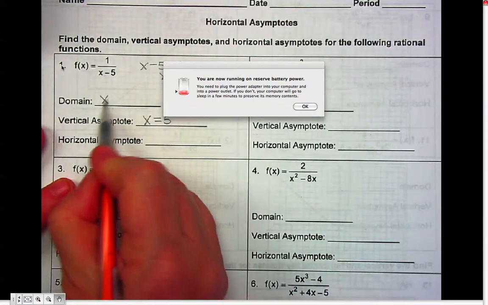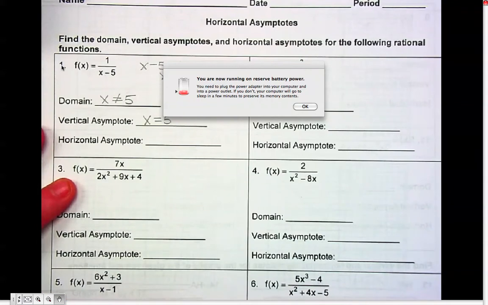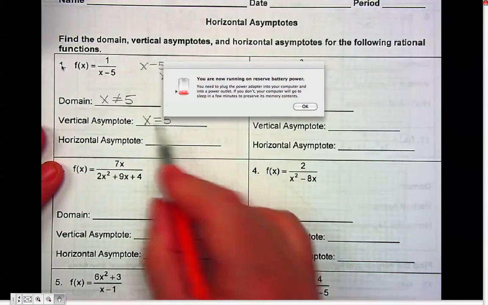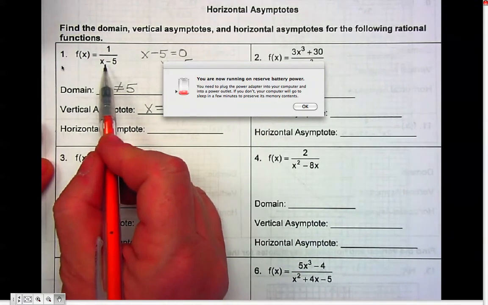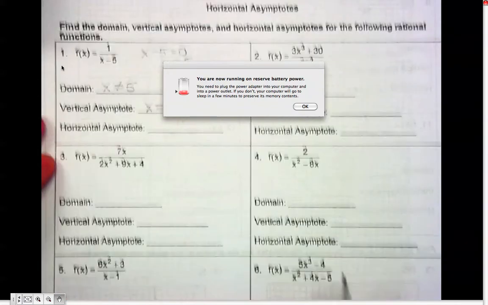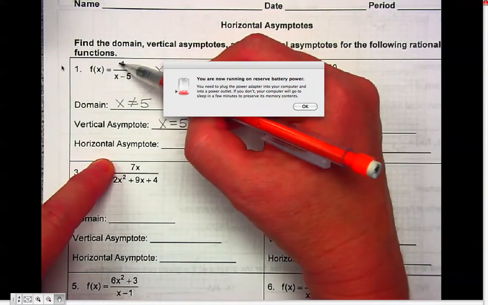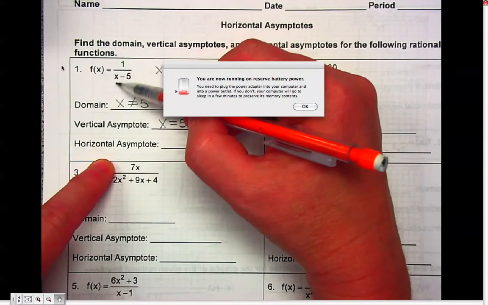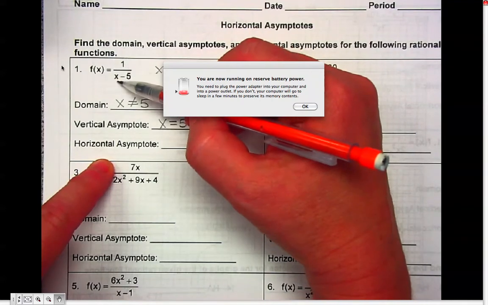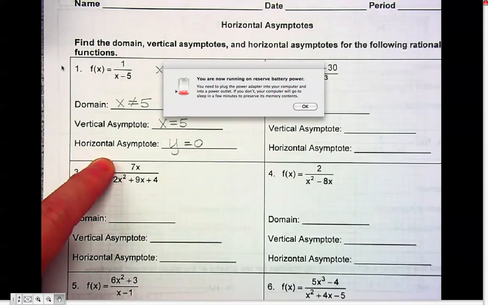Okay? And domain is x cannot equal 5, because x can't equal anything on the vertical asymptote. Otherwise, it would make the bottom 0 and you'd be dividing by 0. Okay? Horizontal asymptote. Look at your degrees. It's really 0. So which is greater? Denominator. So y equals 0. Right. Good.